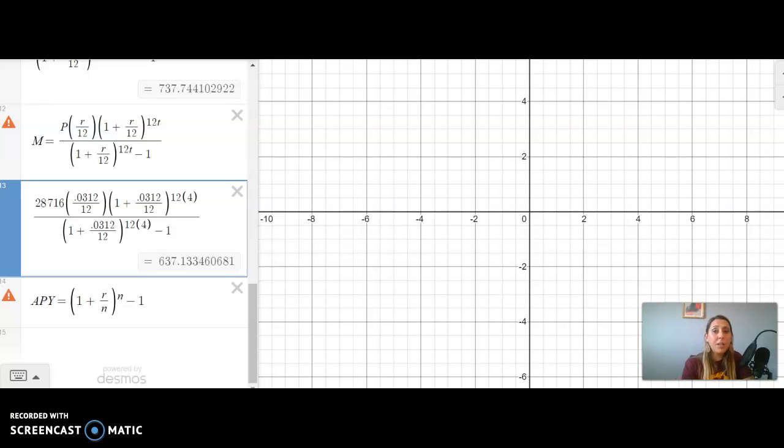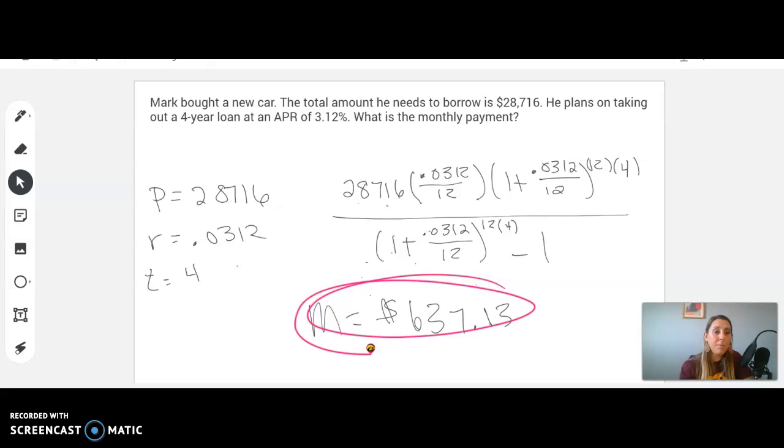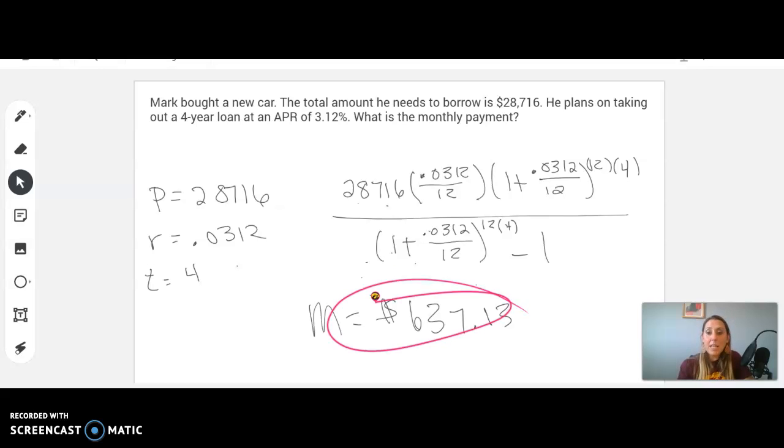So that's a fairly nice car at $28,000, and he has a pretty decent rate at 3.12%. So that's pretty good, and it's a shorter loan. So that isn't terrible, but look how high his payment is. So he's going to have to make a monthly payment of $637.13. So that is all of the examples that I gave you.